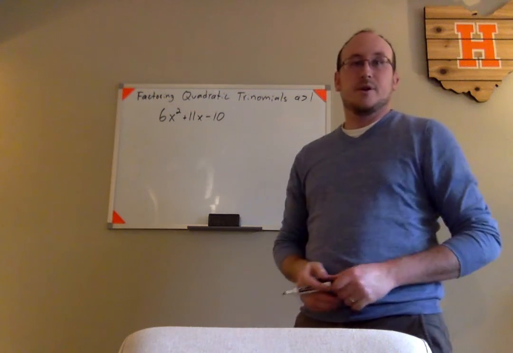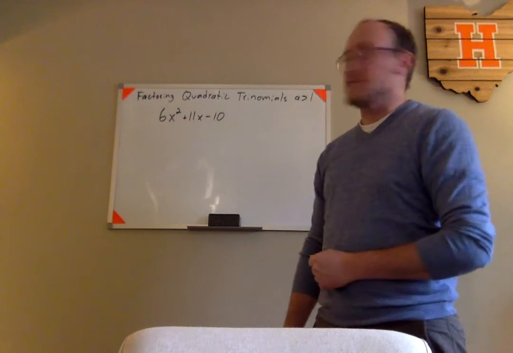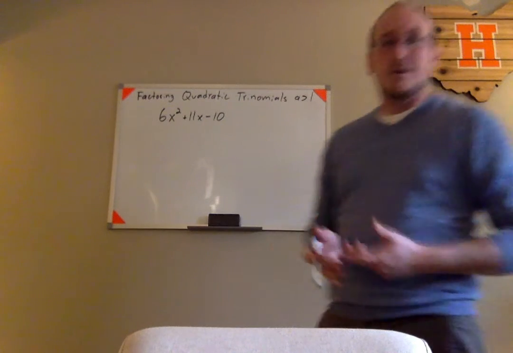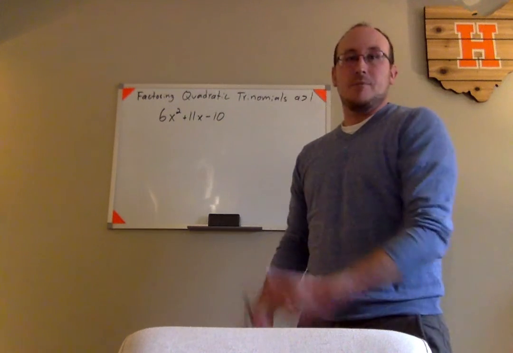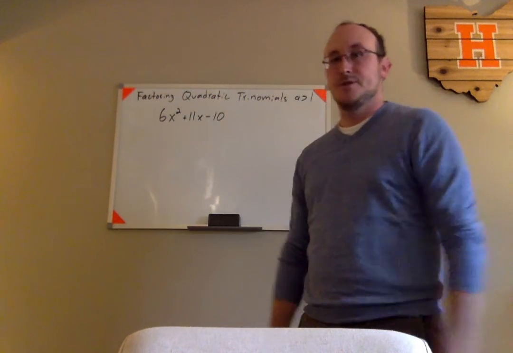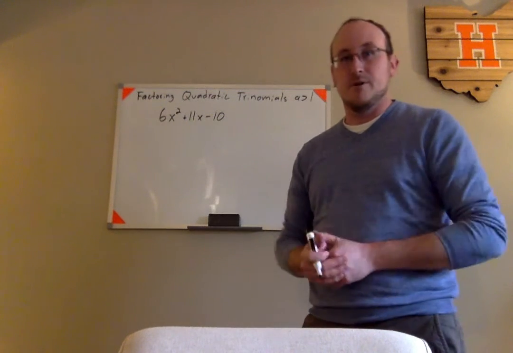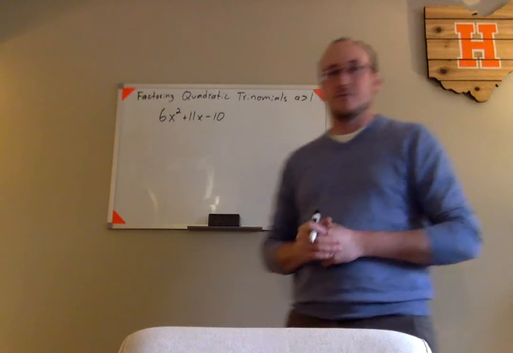In this example, we're going to look at factoring this quadratic trinomial where the a value or leading coefficient is not 1. This is the type of problem that presents a lot of issues for a lot of students. Maybe your number sense isn't quite as strong as you'd like it to be, and that could be part of it. I'm going to show how to do this a couple different ways.